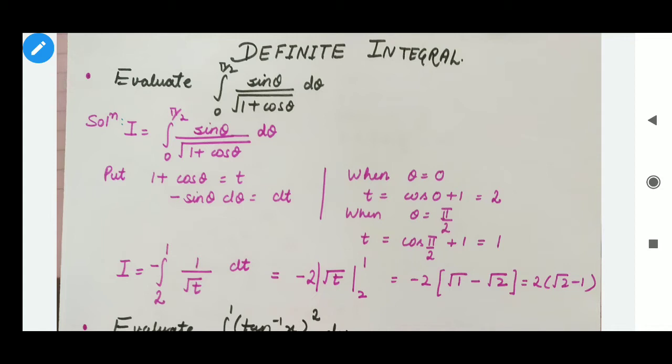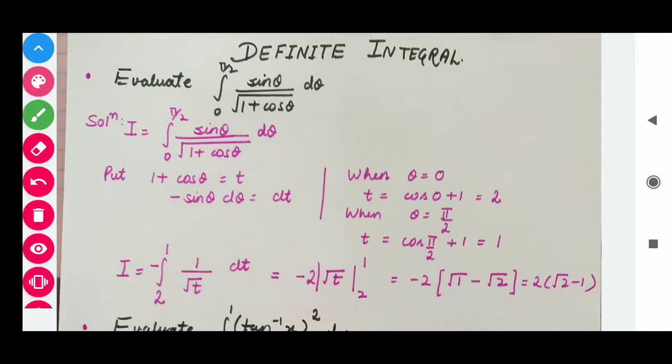Students, we are doing the chapter definite integration, and in today's session, I am going to discuss the questions which are related to the substitution method. So students, let's start. First question is integration of sine theta over under root 1 plus cos theta with respect to theta with limits 0 to pi by 2.